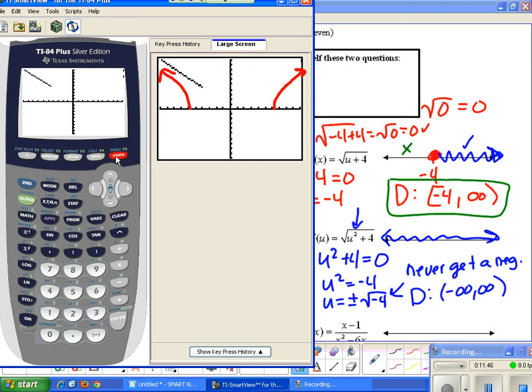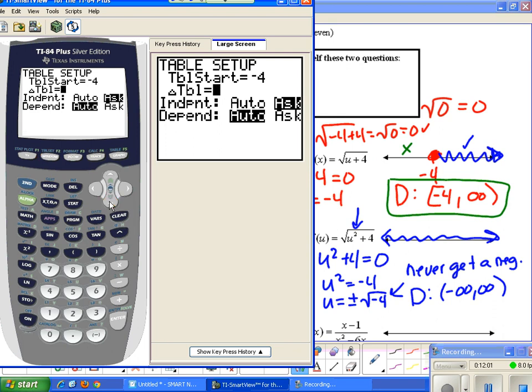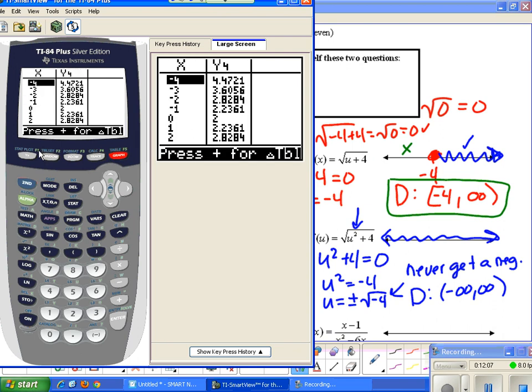And when I graph this, here's what my graph looks like. And if you go to the table, you'll also notice that anything you plug in for x will work. So any numbers work. And I forgot I put my table on auto. So if I go here and change this back to auto, I can see that anything that I plug in will work.